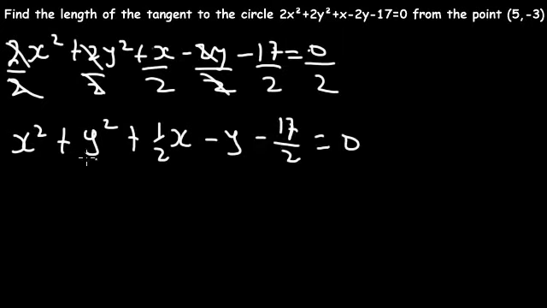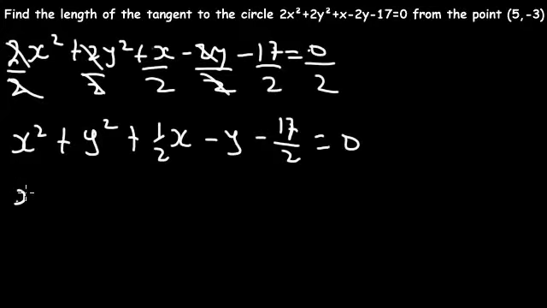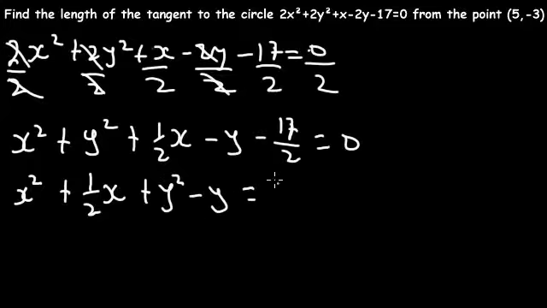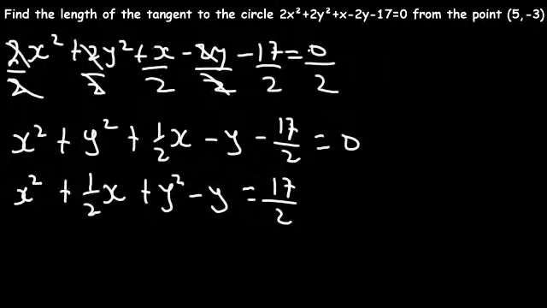0. Now just like before, let's group like variables together and move constants away from wherever they are. So therefore, we now have x squared plus half x plus y squared minus y equals 17 over 2. When the negative crosses over, it becomes positive. Perfect. So now, let's complete the squares.